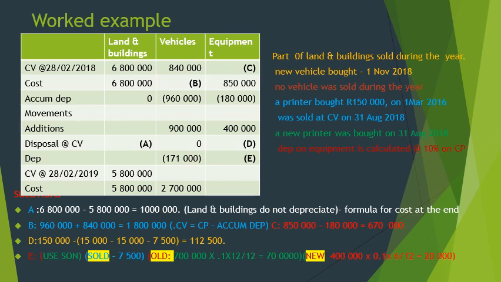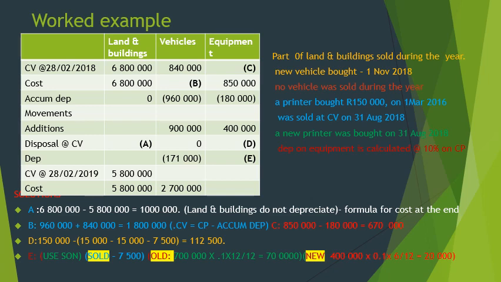Now, how do we calculate A? We calculate A by using the formula, and we also know that land and buildings do not depreciate, and we are told that part of the land and buildings was sold during the year. So we are saying our cost at the beginning minus our cost at the end will give us the difference, which was sold, 1 million.